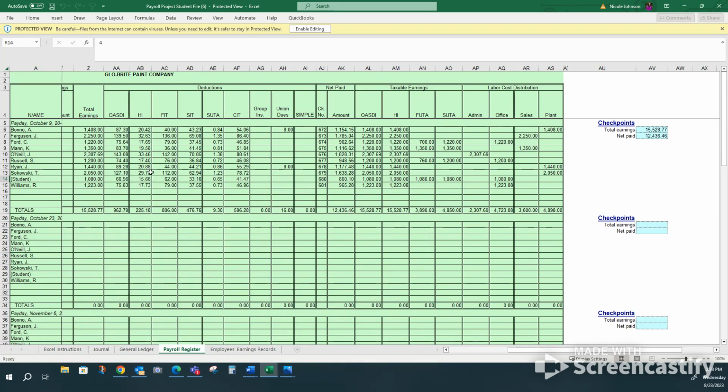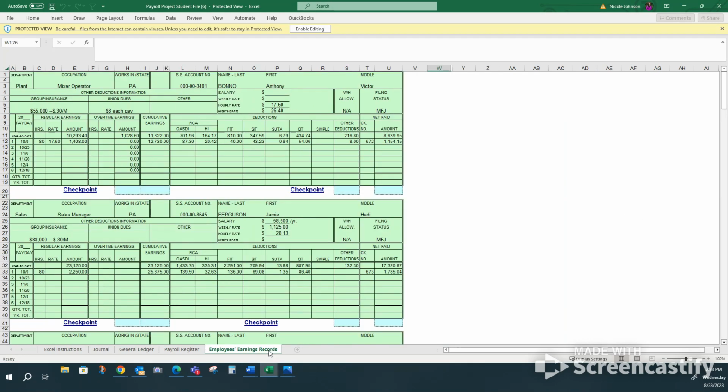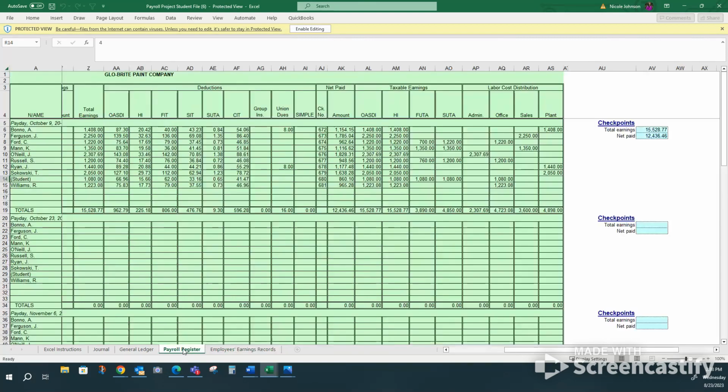So in the spreadsheet, we can click on the Employee Earnings Records tab. There's a record for each employee. Bono is listed first. The cumulative earnings column, the year-to-date amount prior to this pay period, is $10,293.40. During this pay period, Bono is earning $1,408. The cumulative earnings before this pay period plus the earnings for this pay period is below the threshold of $147,000. That means all of Bono's earnings will be subject to the OASDI tax.